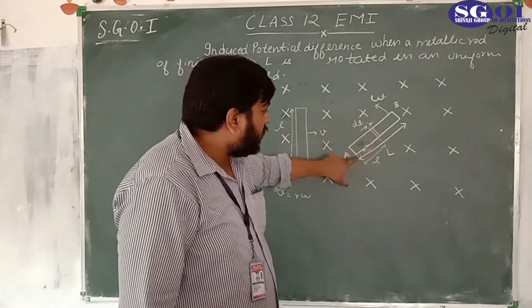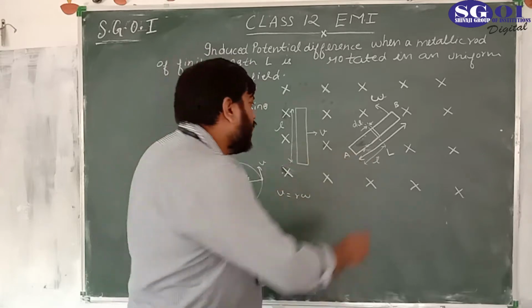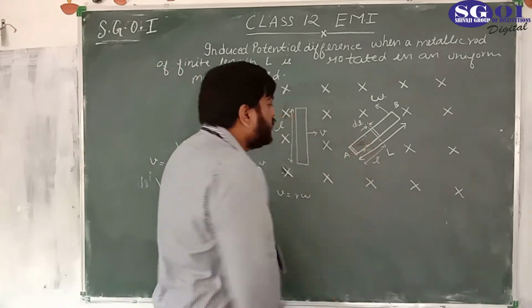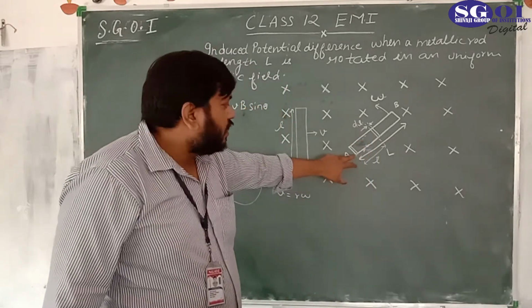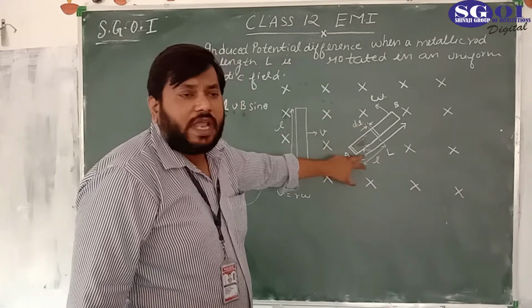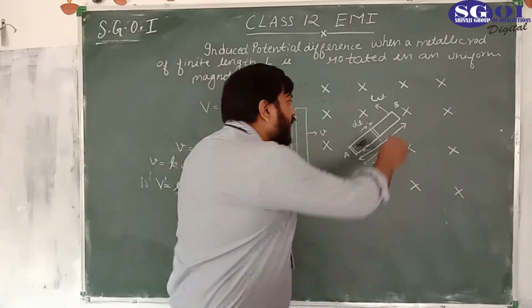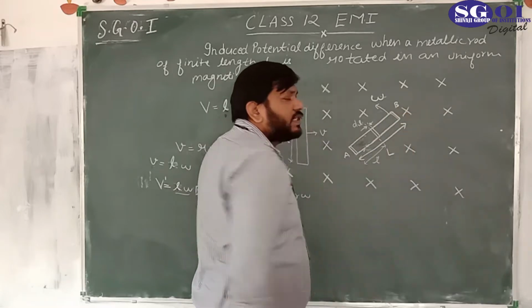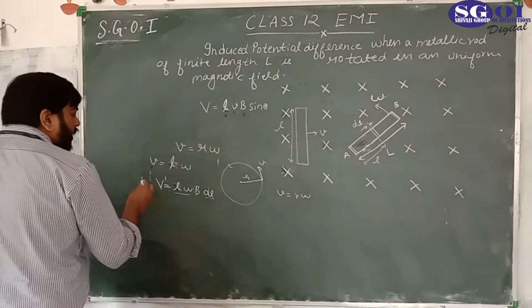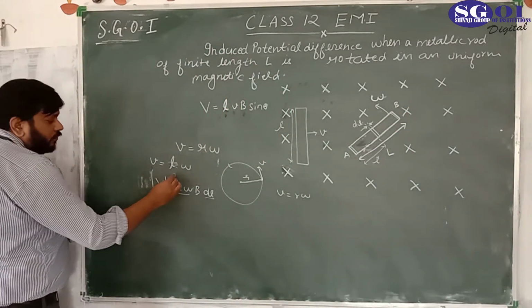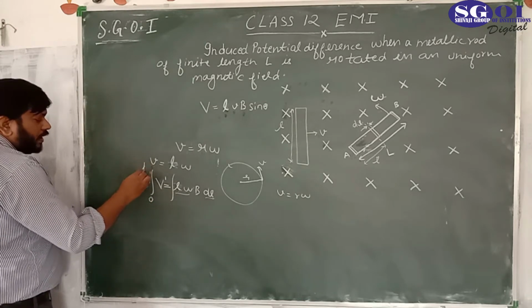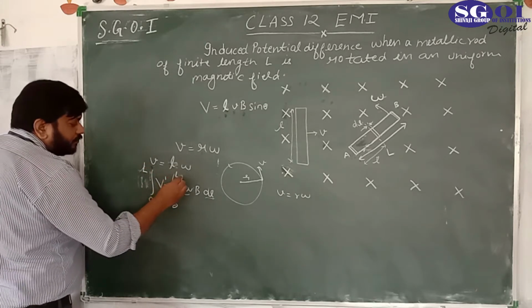So the value of l would be minimum for the portion which is at the axis of rotation. For this particular dl, l would be 0, and if it is here at the end, we can say it is capital L. So we would integrate both sides, and the limit would be 0 to capital L.